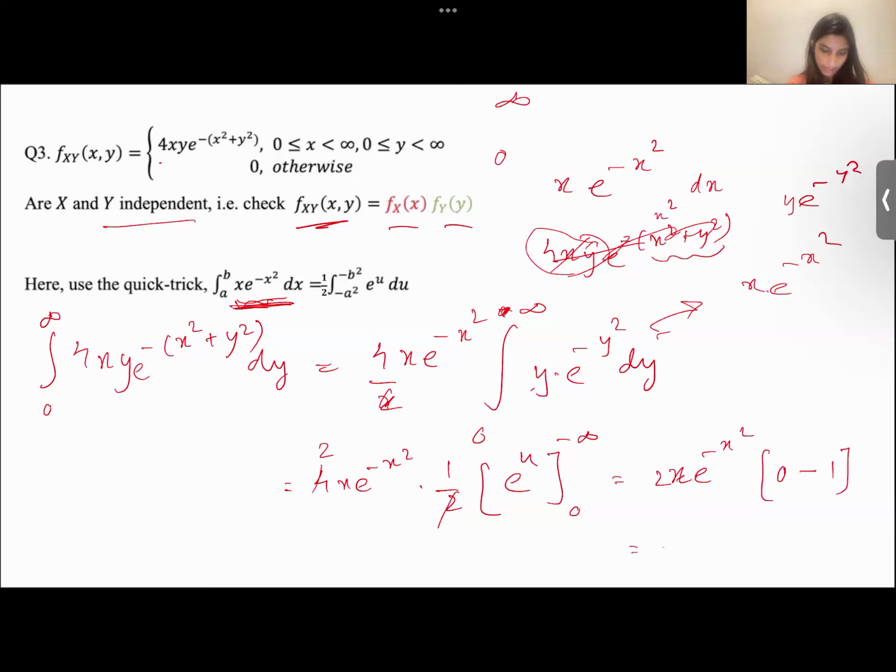So yeah, you will have minus 2x into e power minus x squared. This is your final answer. You just have to remember this.